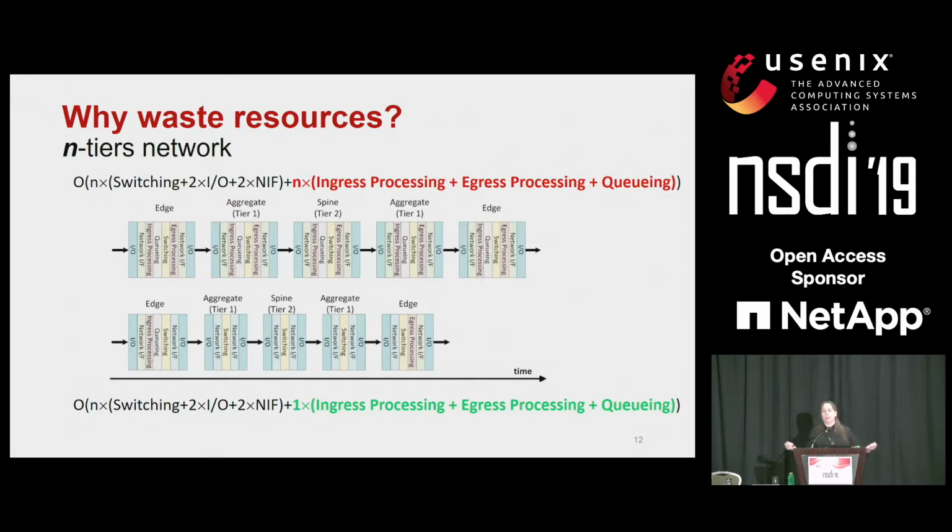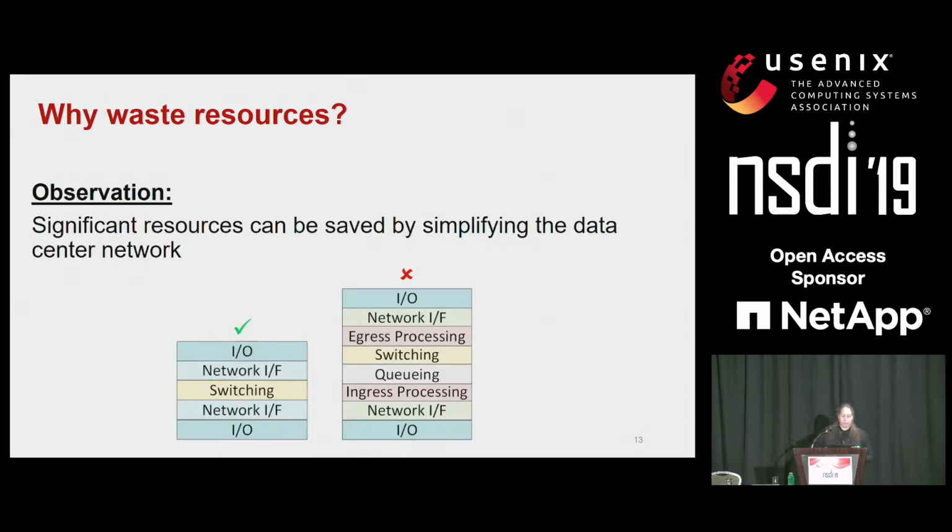So why waste resources? In a network with n tiers, why do I need to do the ingress processing and the egress processing and the queuing n times? It's not just a waste of resources, it's also a waste of time. So we can save significant resources by simplifying the data center network.